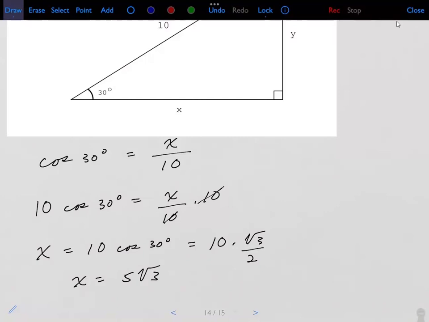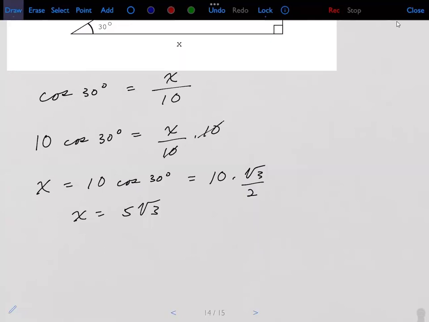Or a better way is just approximate it as a decimal value. So if you plug that into your calculator, 10 times cosine of 30, just make sure your calculator is in degrees. If you do that, you're going to get x is around 8.66. Okay, so that's the x value.